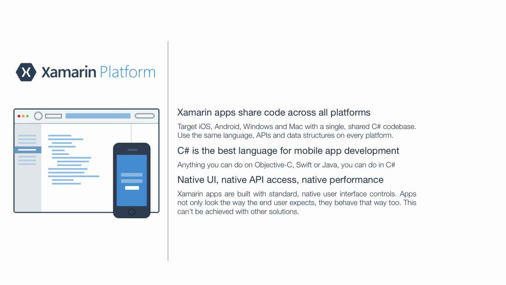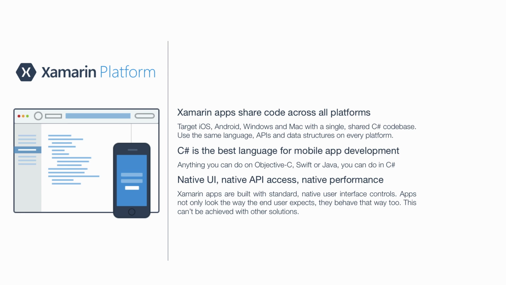Now, with the Xamarin Platform, of course, you have native UI, native API access, and because of this, your app performs natively. Because it is native, it has native performance. Now, what does this mean? This means that if you create a text box, when you run it on an Android device, it's going to look as a text box looks on an Android device. And if you run it on an iOS device, it's going to look as a text box, or in this case text field, looks on an iOS device. So it's going to have native UI.